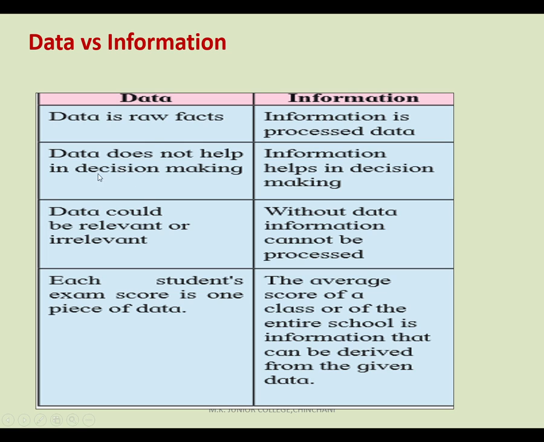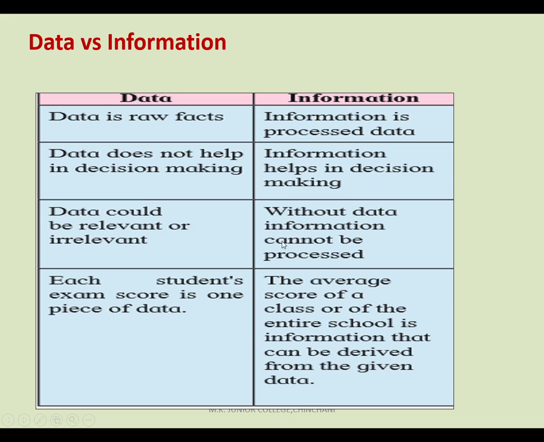Data does not help in decision making, because it is the raw data. The records are stored with the help of different data, but the information helps in decision making. After processing that data, information is obtained, and that information I can use for decision making and so on. Next, data could be relevant or irrelevant. Data, verbally, you are adding the data. After adding data, we process it and then we get meaningful information. That's why they have given that data could be relevant or irrelevant.